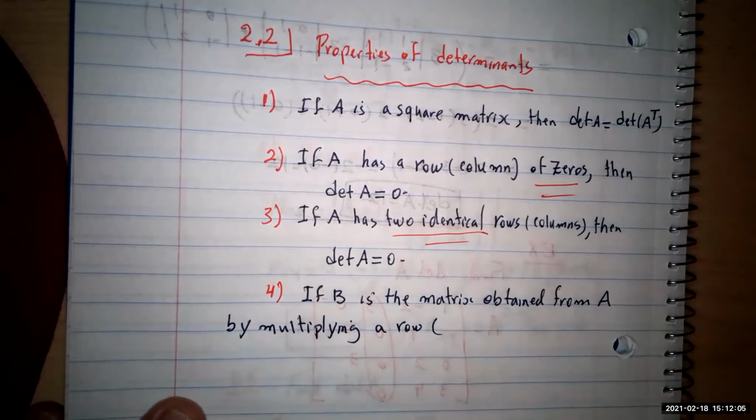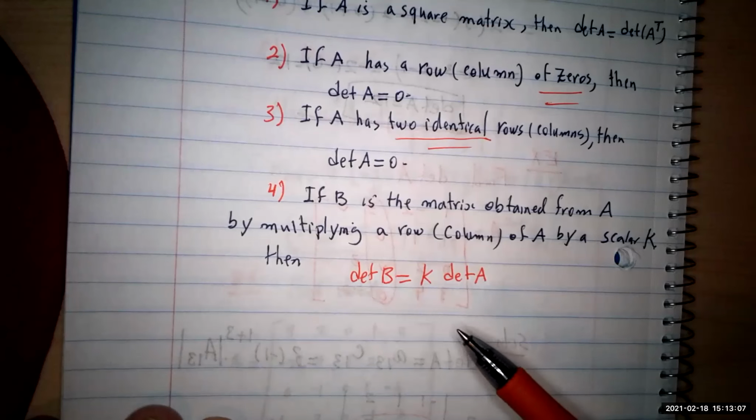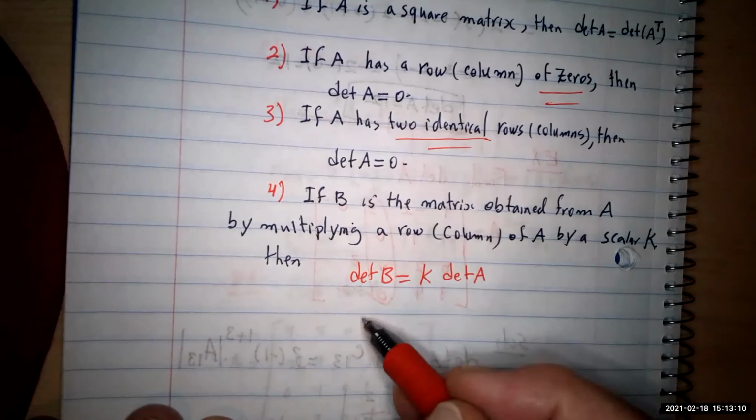And then remember B is going to be the resulted matrix. The determinant of B, the resulted one, is going to be equal to k times the determinant of A. So if you multiply the terms of one row or one column of your matrix by k, then the determinant of the result is going to be k times the original one. And sometimes you can switch this one.